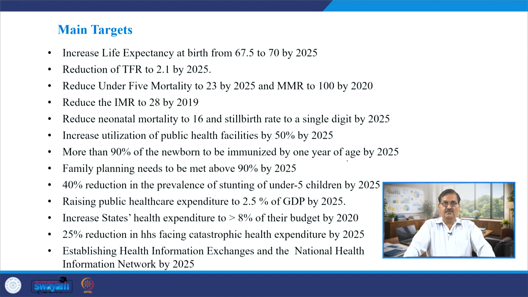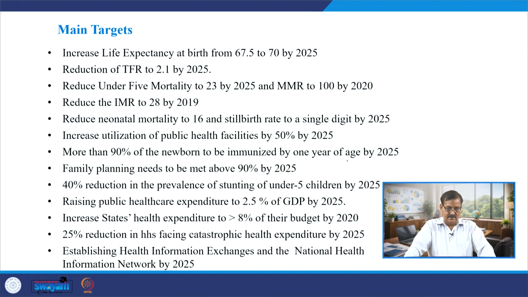Then reduction of the total fertility rate to 2.1 by 2025, and that has been achieved. Reduce under-5 mortality to 23 by 2025, and MMR to 100 by 2020, and that has also been achieved. Reduce the IMR to 28 by 2019.